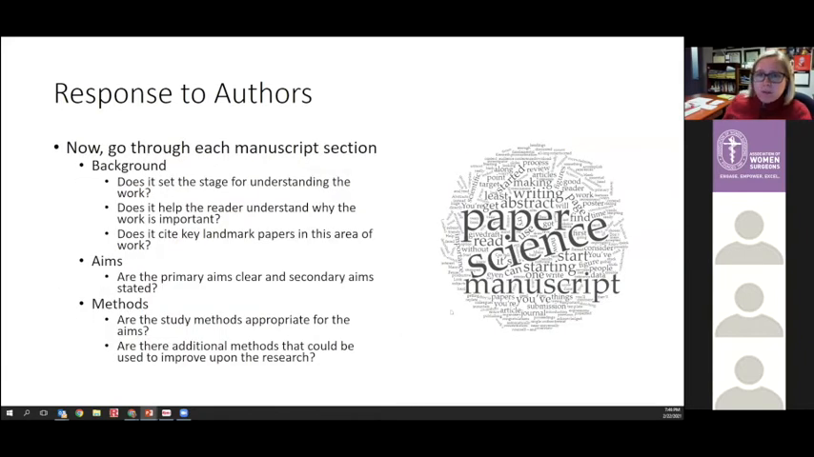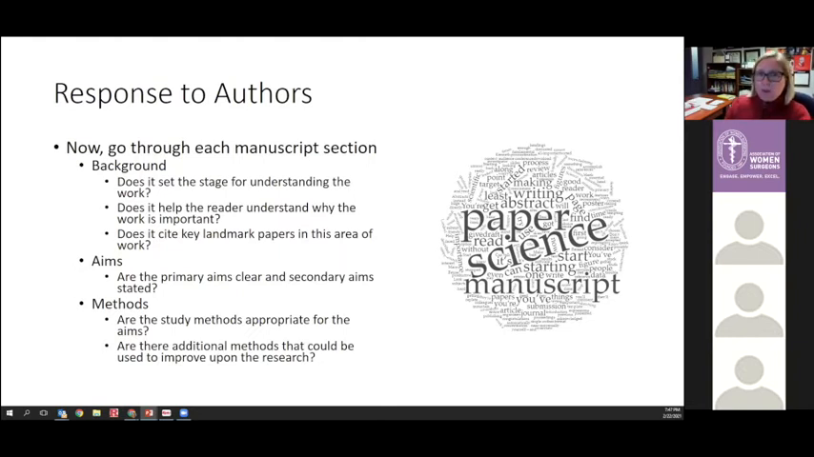So once you've summarized, now it's time to go back through the manuscript section by section. And I just want to reiterate, this is actually all outlined by the publications committee in their how to review a manuscript. So you can always go back and look at this, but this is essentially the checklist that we recommend from the AWS. So the background, does it set the stage?